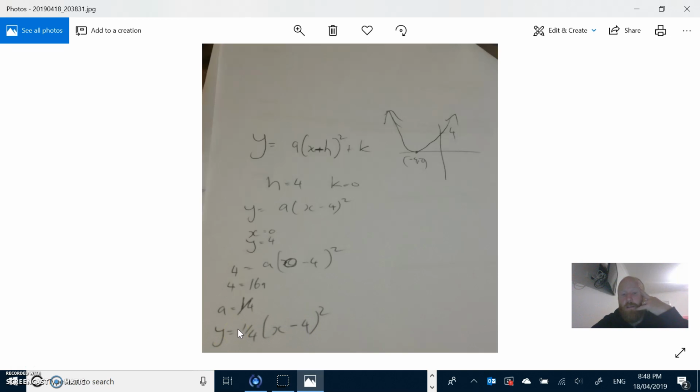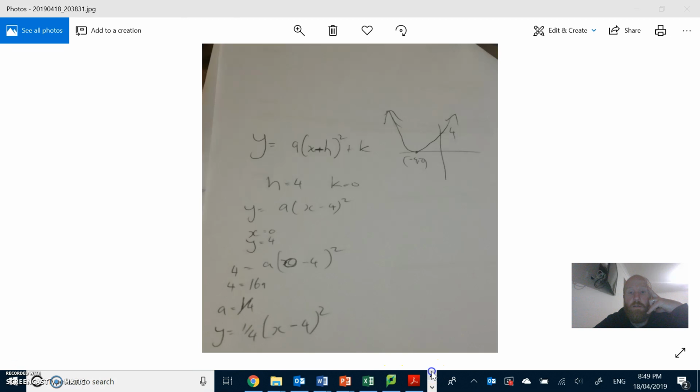If we were going to get it in general form, expand the brackets: x squared minus 8x plus 16, a quarter of that, x squared plus 2x plus 4. X squared plus 2x plus 4 is probably the final answer to that question.